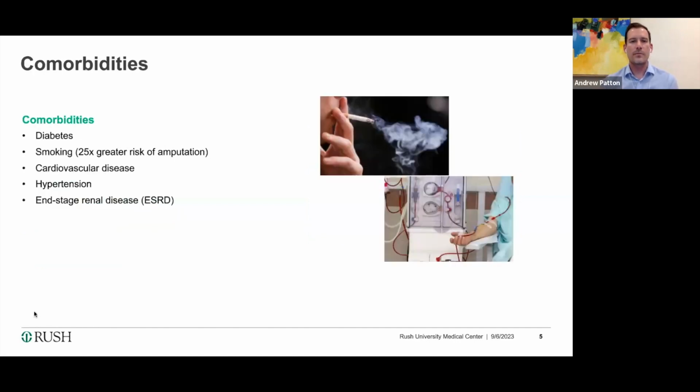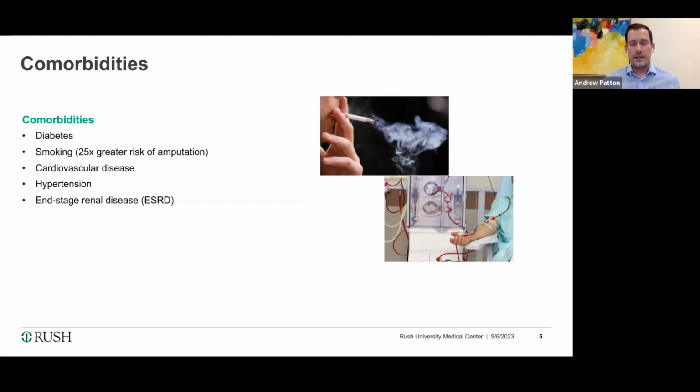Like I mentioned before, there are some significant comorbidities you need to think about when we're talking about amputations. Diabetes is a huge one. Over two thirds of people in the United States with dysvascular causes are associated with diabetes. Smoking is a huge risk factor. You have a 25 times greater risk of amputation by smoking, which is pretty remarkable.